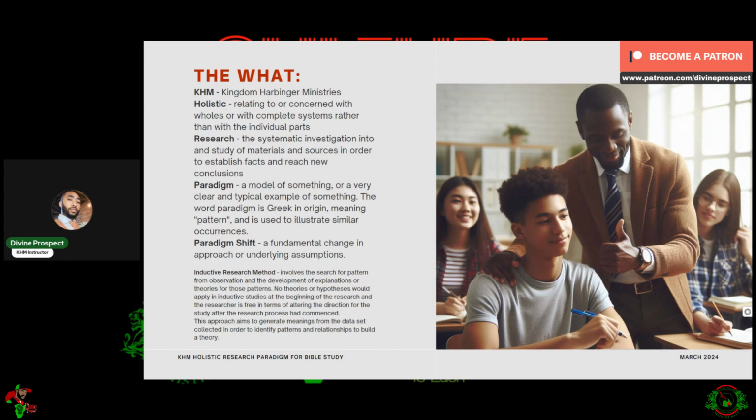All right. Now, what is a paradigm shift? It is a fundamental change in approach or underlying assumptions. Because there are paradigms or models with a set of rules that govern something that exists currently in Bible studies, we're going to change that. We're going to shift that with a more novel approach. And that novel approach is coming from our vantage point as Israelites and our worldview. All of that is fundamental.